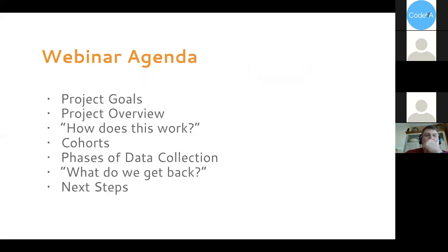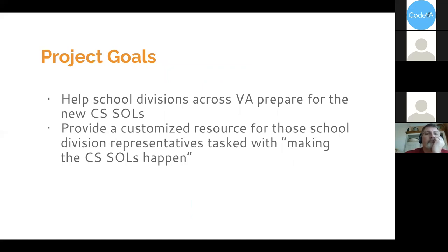Today I'm going to go over what the roadmap project goals are, a brief overview, how does this work, how cohorts go from getting started through completion of the roadmap process, the phases of data collection, what you get back, and next steps should you want to get involved with the roadmap process. The goal of the computer science roadmaps is to help school divisions across Virginia prepare for the new computer science SOLs. Essentially, we want to create a resource for those school division representatives who've been tasked with making this happen.